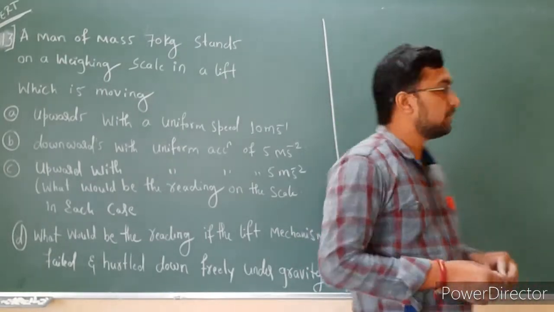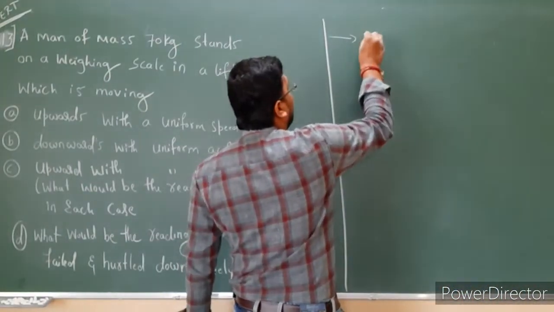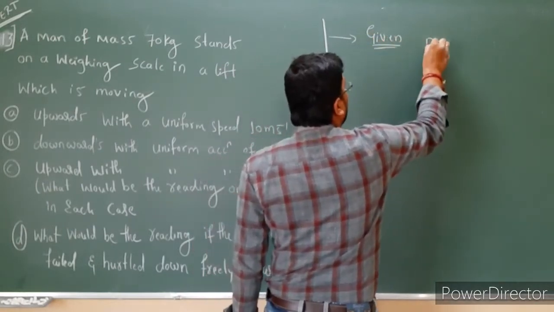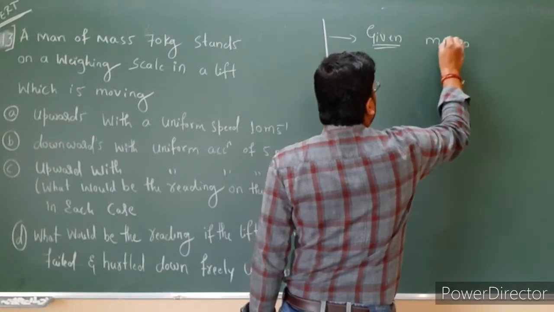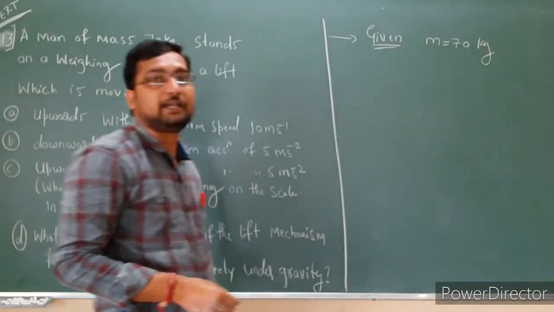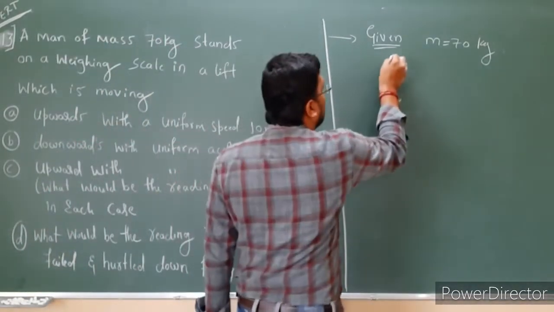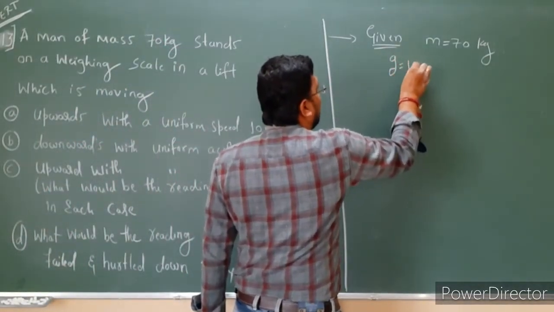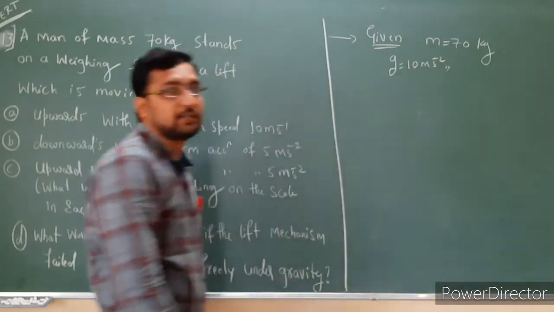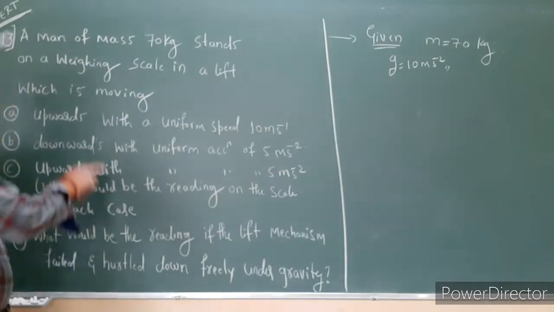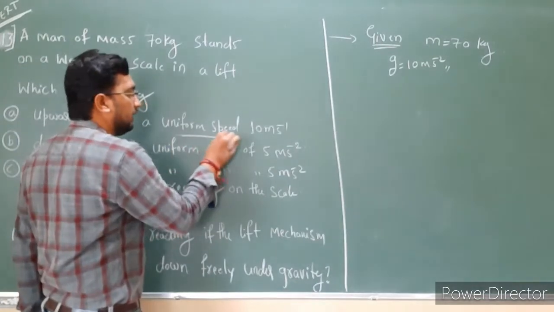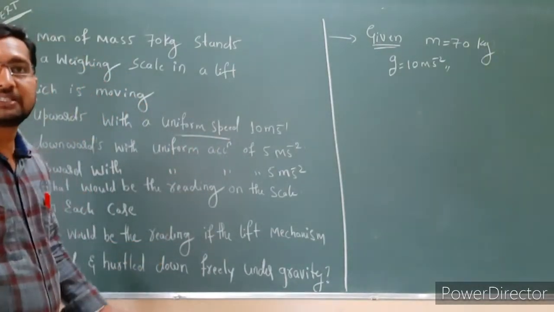Okay, see it. So the first one, write the given terms. The mass of the person is given, that is mass is equal to 70 kg. And take here g, the acceleration due to gravity, is equal to 10 meter per second square. Right? Okay. What is the first one here? Upwards with a uniform speed. Upwards with a uniform speed means, in this case, the acceleration of the system is 0.